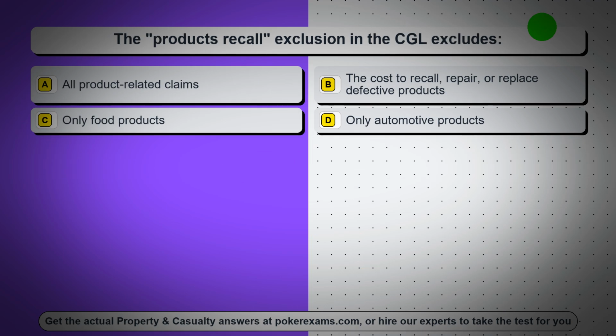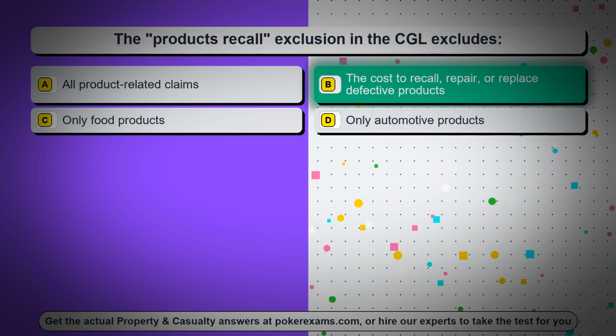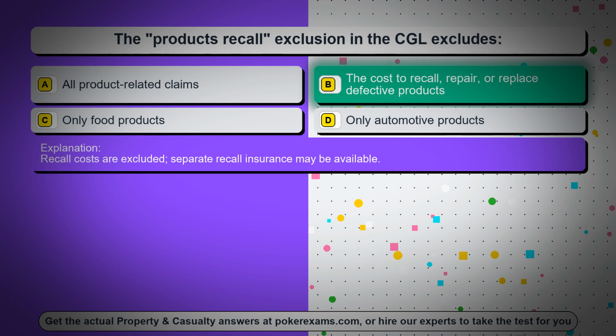Question 13. The products recall exclusion in the CGL excludes. Option A. All product-related claims. Option B. The cost to recall, repair, or replace defective products. Option C. Only food products. Option D. Only automotive products. The correct answer is option B. The cost to recall, repair, or replace defective products. Recall costs are excluded. Separate recall insurance may be available.